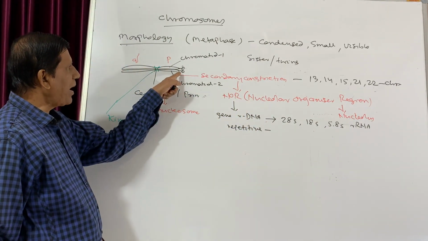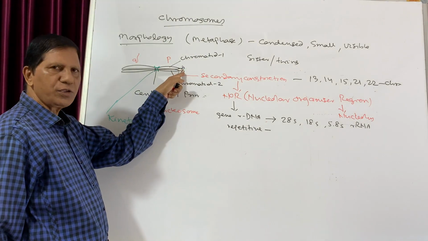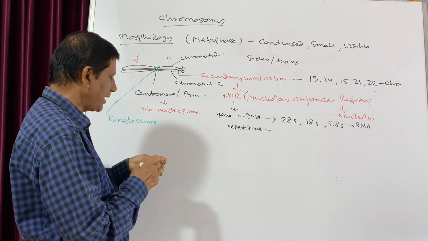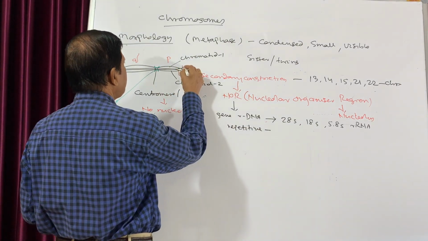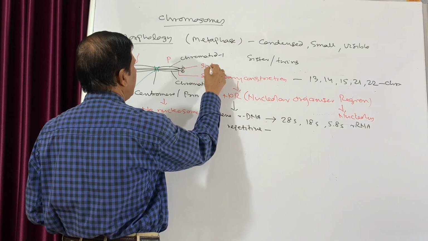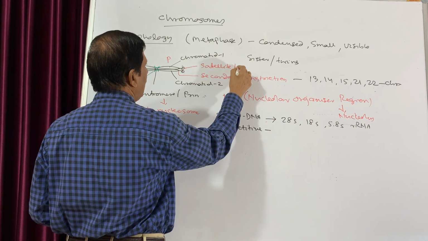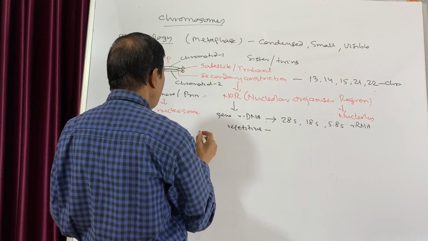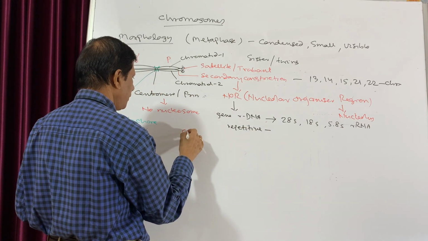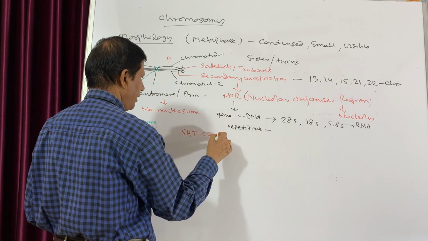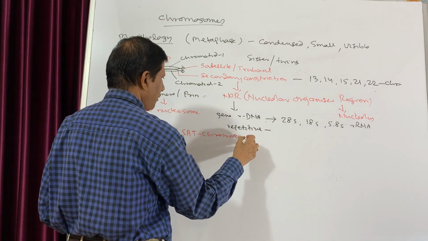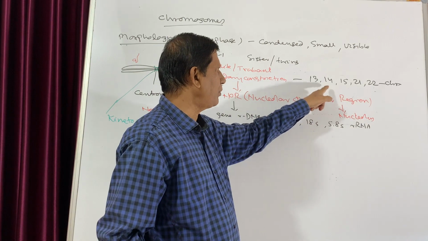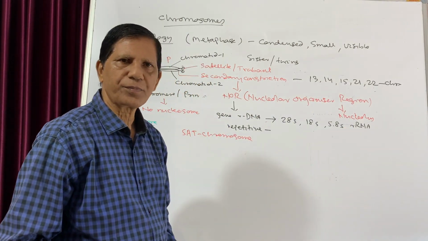The part of the chromosome which is beyond the secondary constriction, the knob-like structure, is known as the satellite, or also trabant. And the chromosome is known as a SAT chromosome. In human beings there are 5 SAT chromosomes: 13, 14, 15, 21, 22.